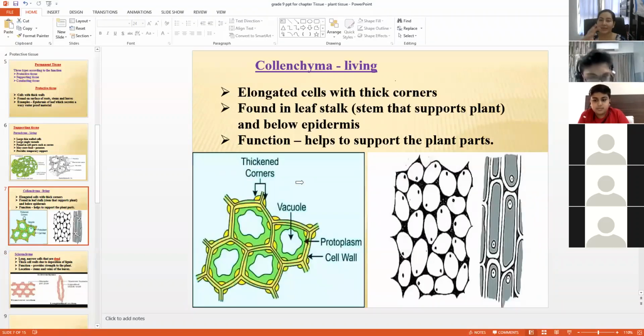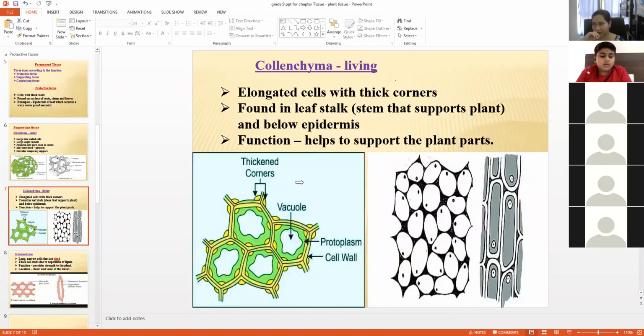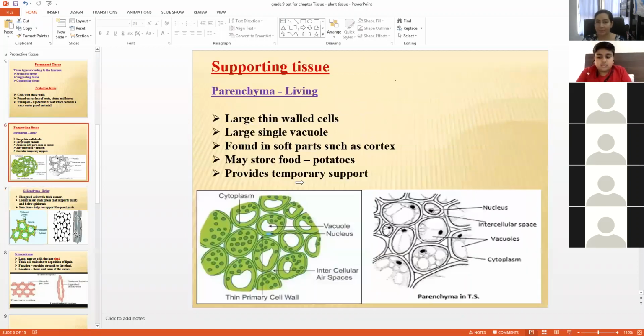Ma'am, one more thing. Can I have a doubt? If it's thin walled, why doesn't it support cell division? It is supporting it. When I'm saying parenchyma, I've written it here. Parenchyma is living. I said that in a supportive tissue, there are some cells which are living, some cells which are not living.